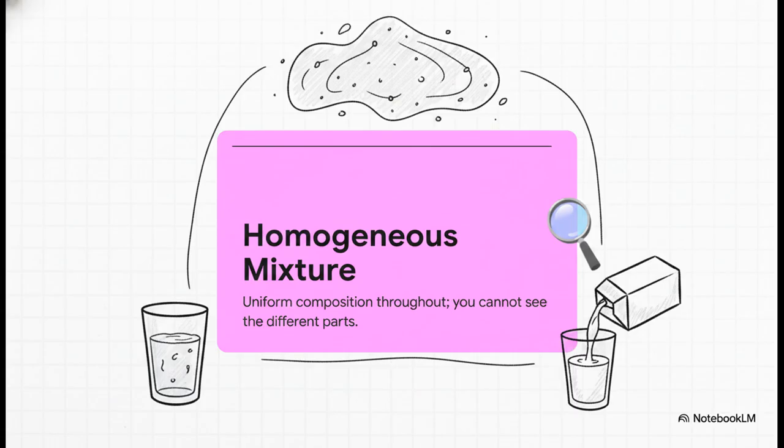Think about salt water. Once the salt is completely dissolved in the water, you can't see the salt crystals anymore, right? It just looks like plain water. The air we breathe is another great example. It's a mix of oxygen, nitrogen, and other gases, but it's completely invisible and uniform. Even something as simple as a glass of milk appears to be perfectly uniform when you pour it out.